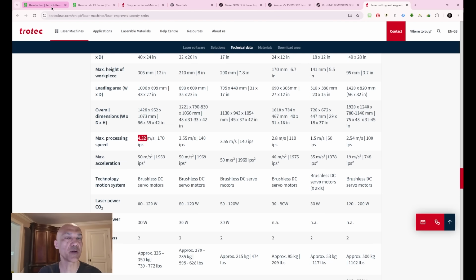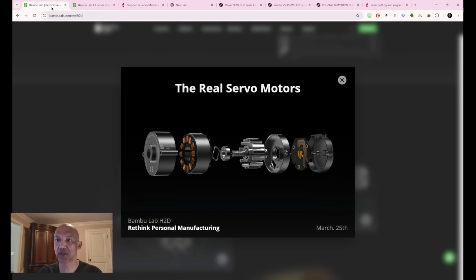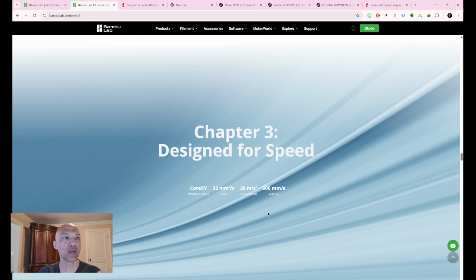All right, enough about lasers. Why does this matter for a 3D printer? Well, it's about speed. And again, we're talking about personal manufacturing. So think about it. If you've got a Bambu X1 Carbon and you're using this in personal manufacturing or a small business where you're doing rapid prototyping, your X1 Carbon's max speed is 500 millimeters per second. What if the H2D is twice as fast?